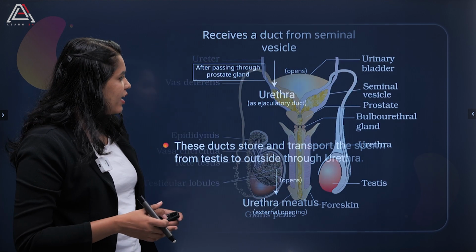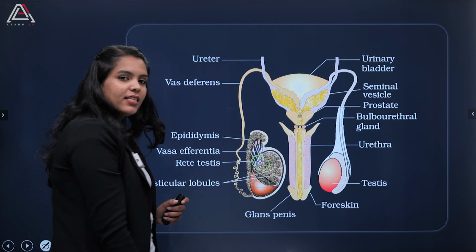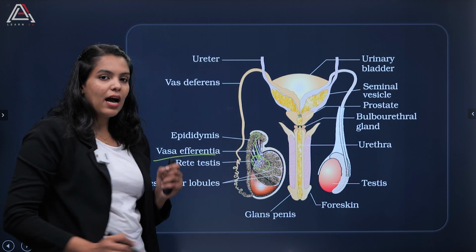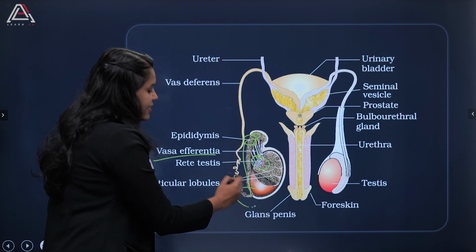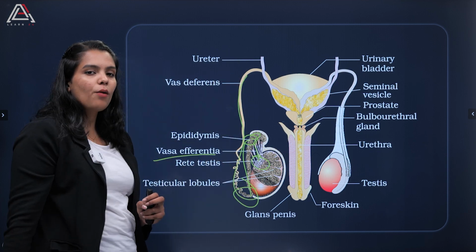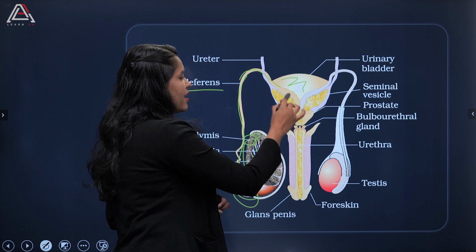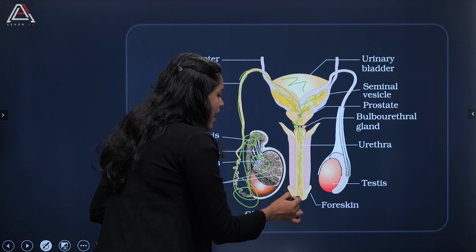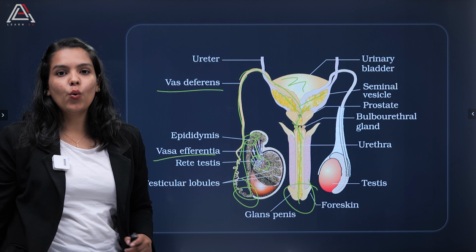Let me show you with the help of the diagram again. Like I said, it moves through rete testis and goes to vasa efferentia, and then moves outside to the epididymis, goes down, stays there for a really short time and ascends through the abdomen through the vasa deferens, loops over the urinary bladder, is exposed to a lot of ducts and moves out through the urethral meatus, which is the external opening.